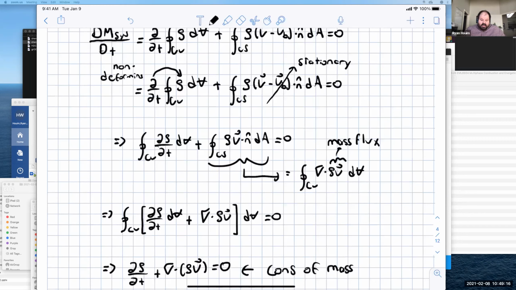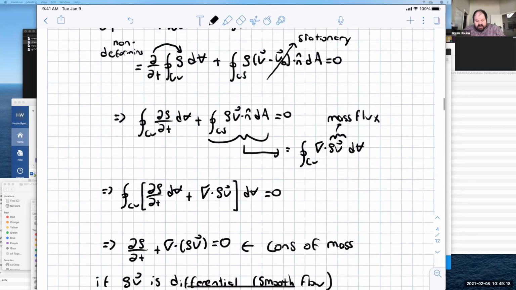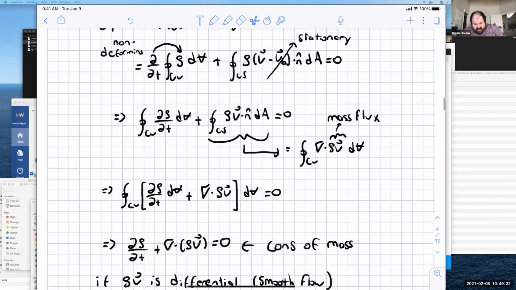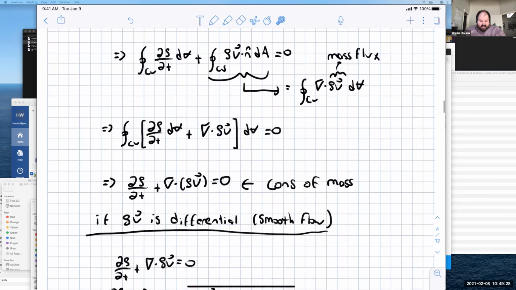Okay, so if you do that, we have a volume integral here and a volume integral here. We can combine them. We have the volume integral of the time rate change of density plus the divergence of the mass flux over the volume is equal to 0.